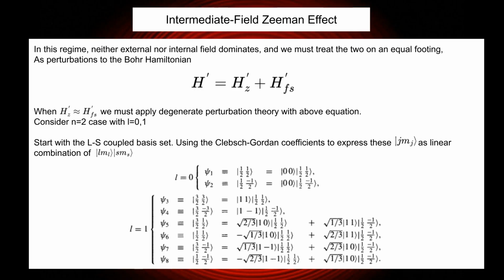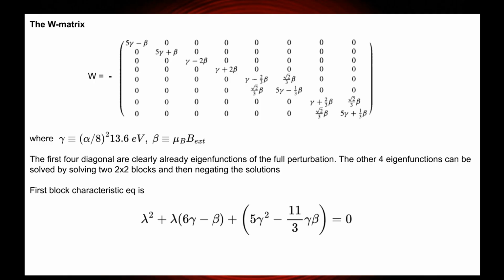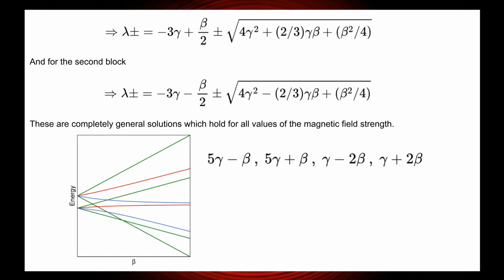The intermediate field Zeeman effect is where neither the external nor the internal field dominates. The total perturbation is the sum of the Zeeman and fine structure Hamiltonians. We use degenerate perturbation theory, starting with the LS coupled basis set. The perturbation matrix, or W matrix, is constructed to find the energy eigenvalues. The characteristic equation for the first 2x2 block is shown here. Solving the characteristic equations for both 2x2 blocks yields these completely general solutions, which apply across all values of the magnetic field strength.